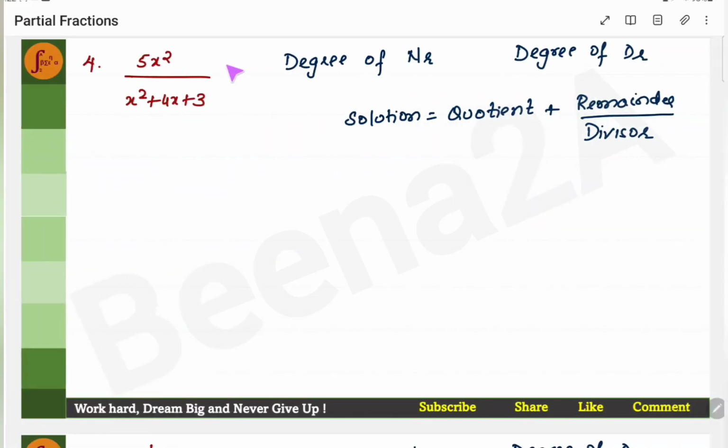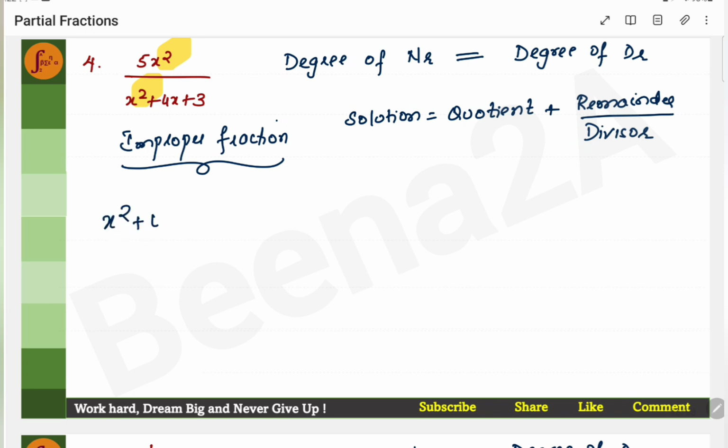Again, we'll first figure out if it is proper or improper fraction. Now, what is the degree of numerator? Degree of numerator is 2 and degree of denominator is 2. So the degree of numerator is equal to degree of denominator. Therefore, this is an improper fraction. Now, we'll perform the division. We'll put the divisor here and dividend. Now, we'll find the quotient, right?